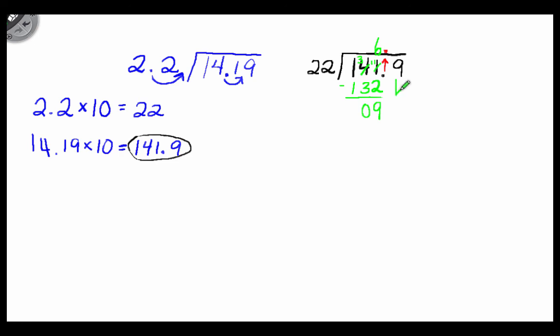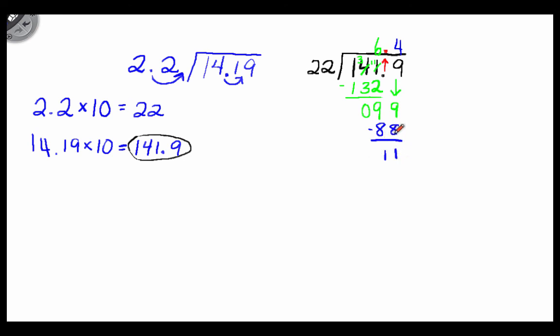And we bring down our 9. So now we have to see how many times 22 will go into 99, which is 4. 22 times 4 is 88. And we do our subtraction again. 9 minus 8 is 1. And we end up with a remainder.